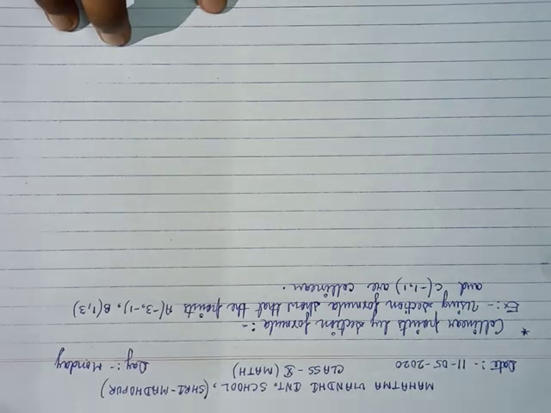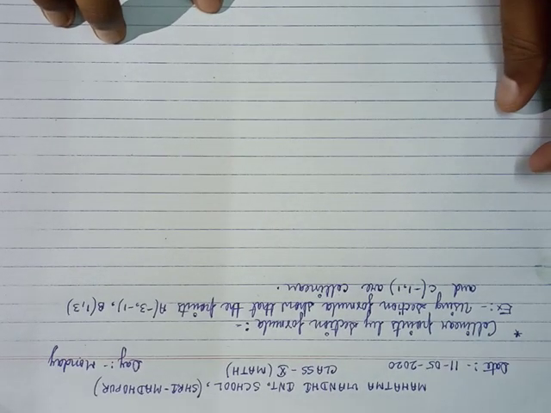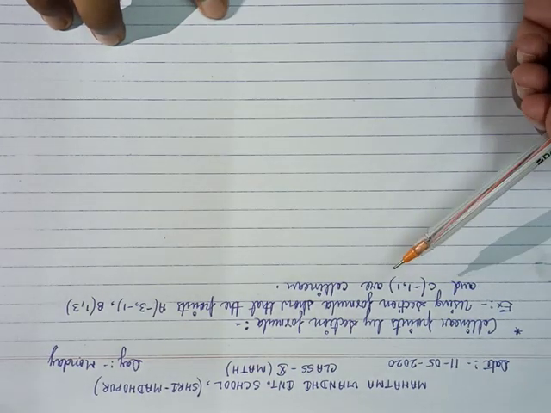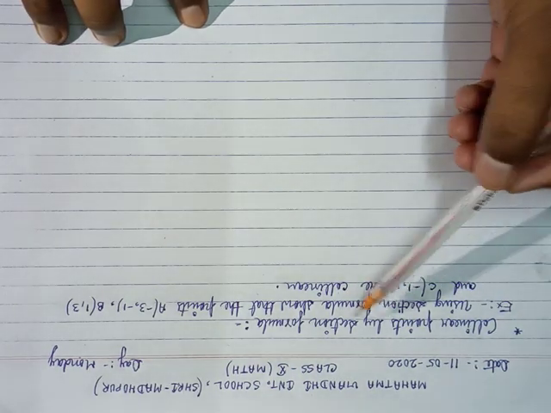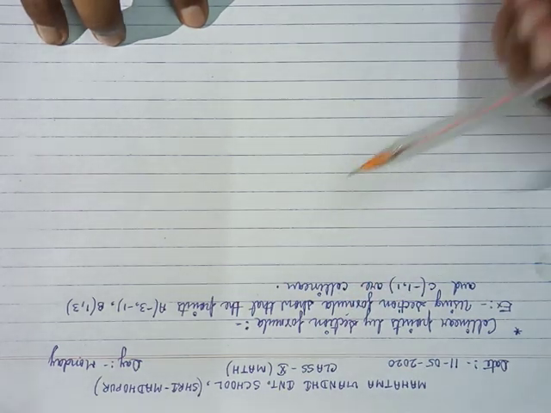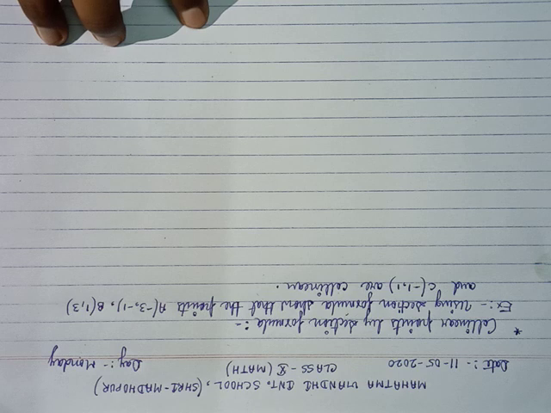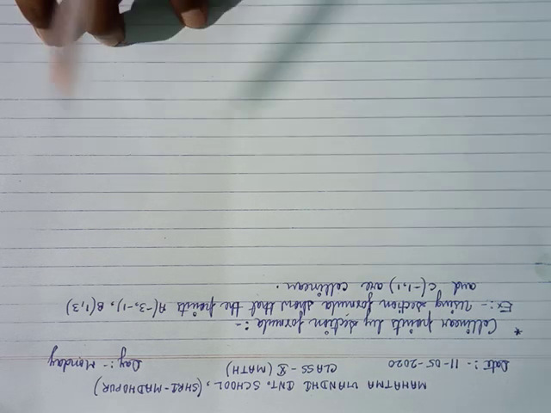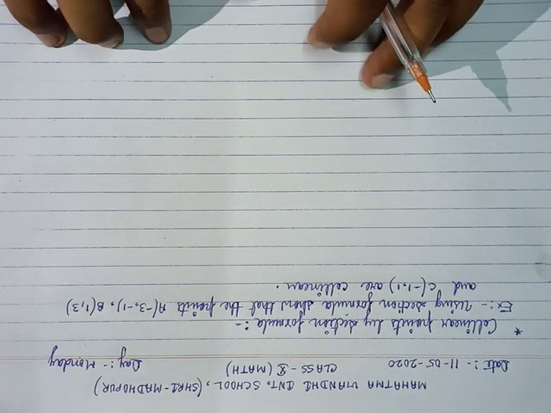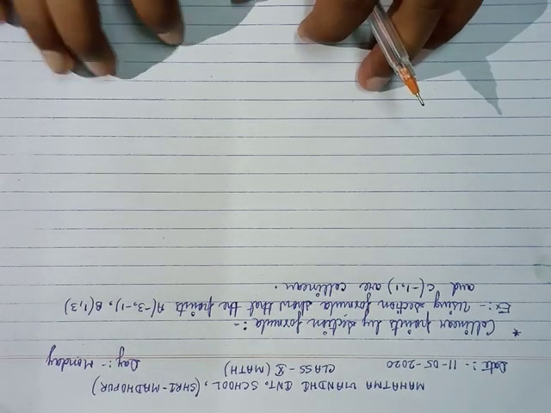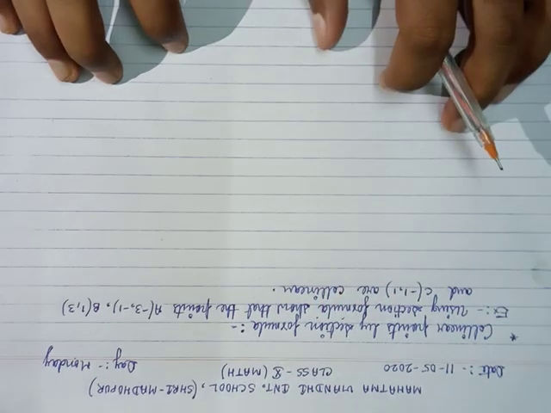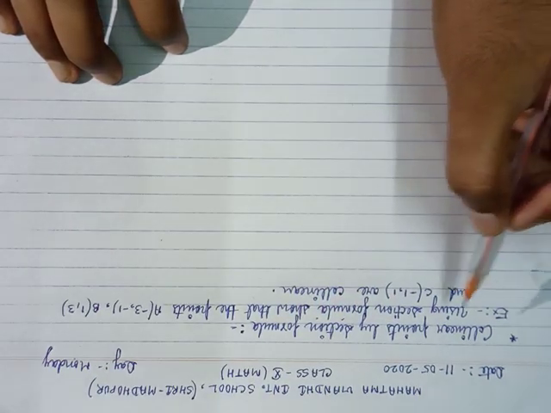Hello students, in this video we will see how we can prove 3 points are collinear by the section formula. In the previous video I have already told you how you can prove that 3 points are collinear by the triangle area. In this video we will prove it by the section formula. Let me take one example here.